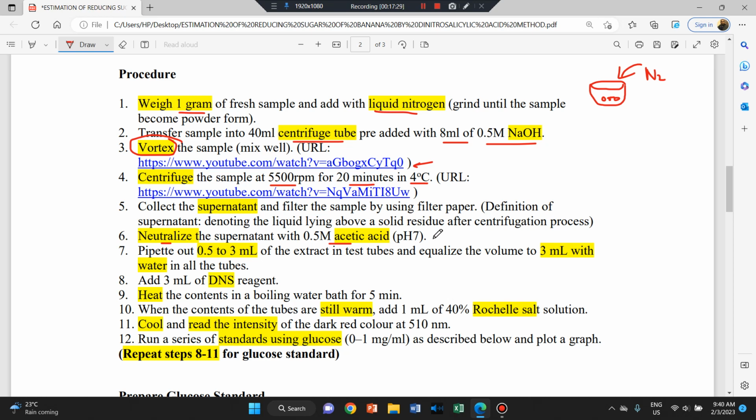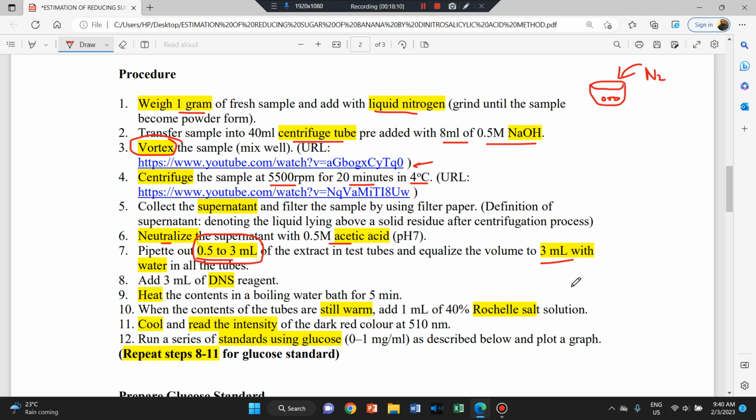Assuming you have done that, you pipette 0.5 ml into one tube, 1 ml into another, 1.5 ml or 2 ml into another, and 2.5 ml into another. They leave it up to you to decide. Say you have 0.5, 1.5 and 2.5, so 3 tubes only. Every time you take, say, 0.5 ml, you need to add 2.5 ml of water, so it becomes a total of 3 ml.